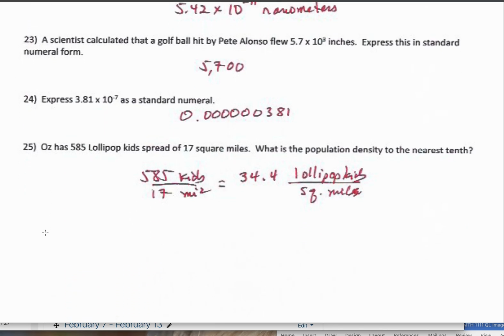And number 25, the last question we're going to have on our pretest, Oz has 585 lollipop kids spread over 17 square miles. What's the population density to the nearest tenth? 585 kids divided by 17 square miles is 34.4 lollipop kids per square mile. Okay, so that's one of your pretest.